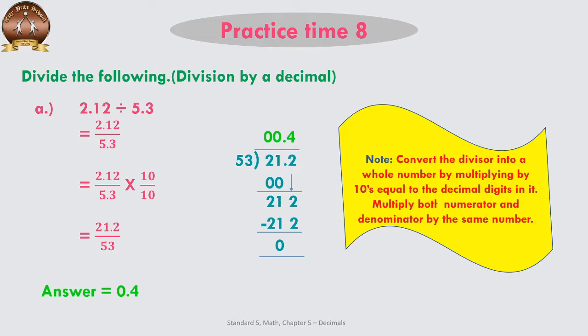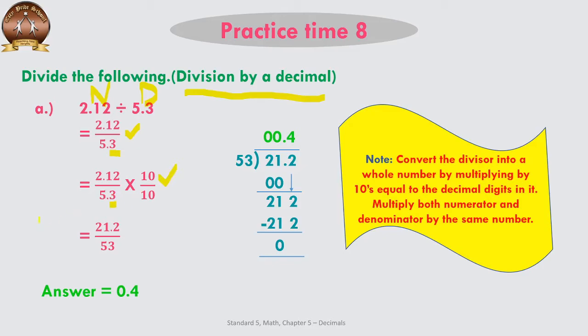Now we have to divide a decimal number by another decimal number. This is what we call division by a decimal. Here the numbers taken are 2.12 divided by 5.3. What we do is we make the first number the numerator and the second number the denominator. For the decimal points in the denominator, we multiply with those many base numbers. There is one decimal place, so we multiply it by 10.